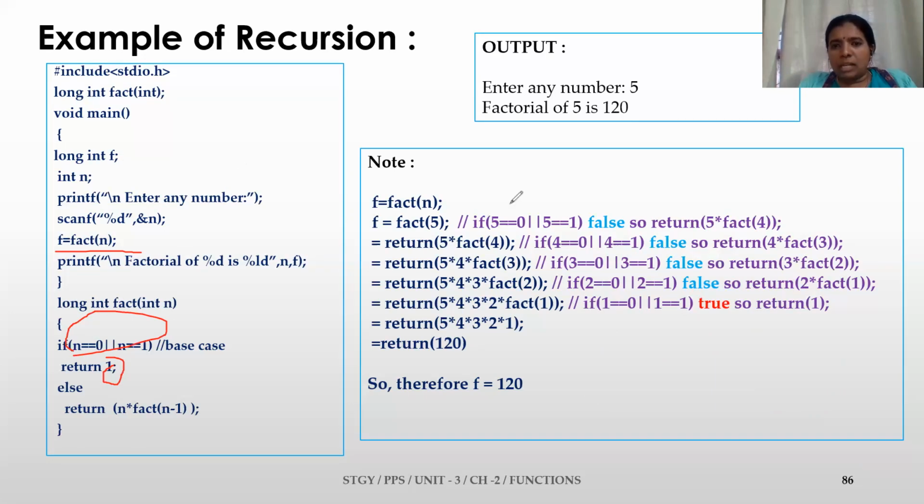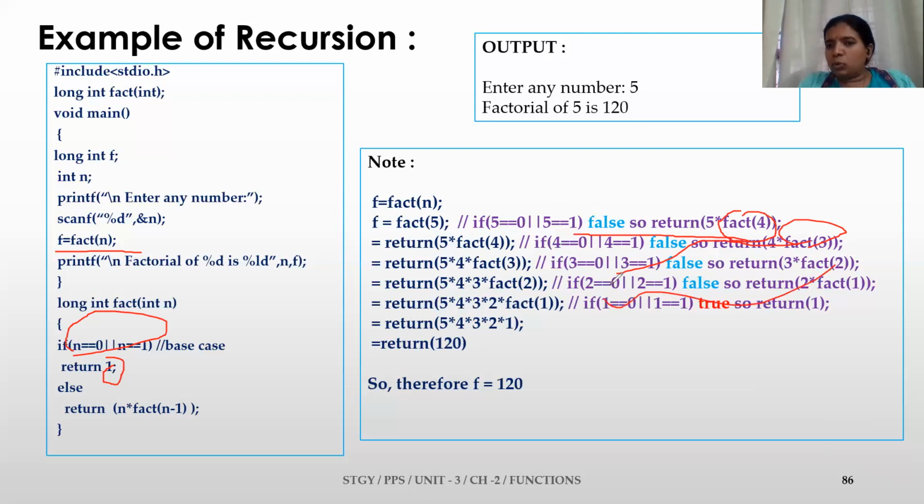Now let us see this example. N is 5, so 5 into factorial of 4. What is the condition here? 5 is 0, 5 is 1, false. So you're calling 5 into factorial of 4. But factorial of 4 is again the same function. So 4 is equal to 0 or 4 is equal to 1, false. So you will return 4 into factorial of 3. Again, factorial of 3 is a call. 3 is 0, 3 is 1, false. So you'll go to the else part. 3 into factorial of 3 minus 1, nothing but 2.